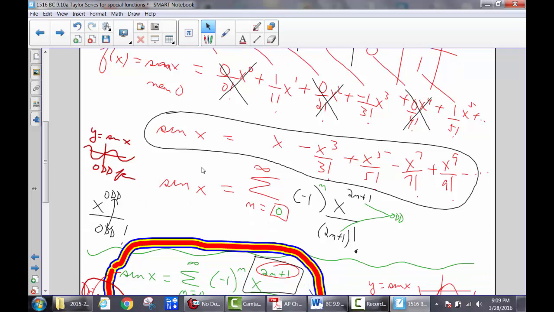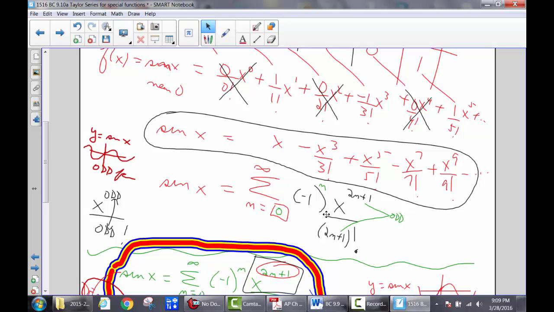Now, ways to remember. You'll notice that these are all odd exponents and odd factorials. Well, y equals sine of x, if you graph it, is an odd function. It's symmetric with respect to the origin. So that's a way of remembering that it's the odds.